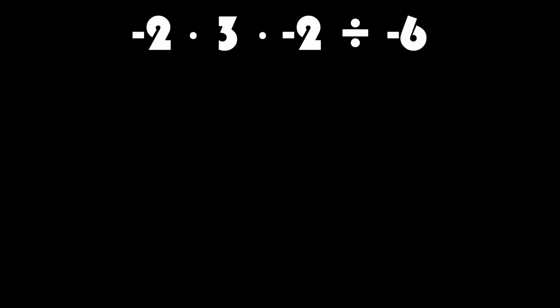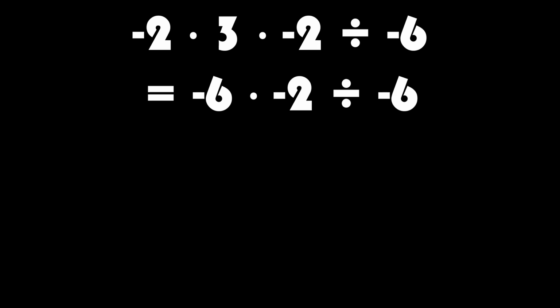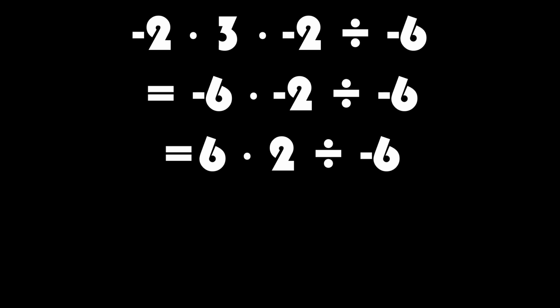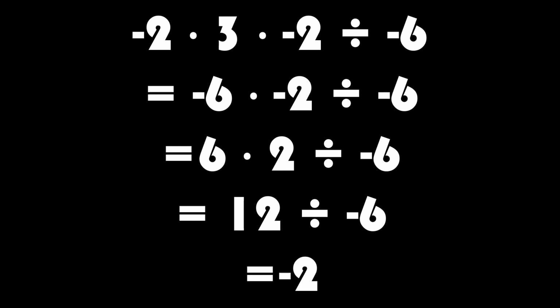Negative 2 times 3 is negative 6 because a negative times a positive is a negative. Negative 6 times 2 is the same thing as 6 times 2 because a negative times a negative is the same as having no negatives at all. And this, of course, is 12. And finally, we have 12 divided by negative 6, which is negative 2, because a positive divided by a negative is a negative.